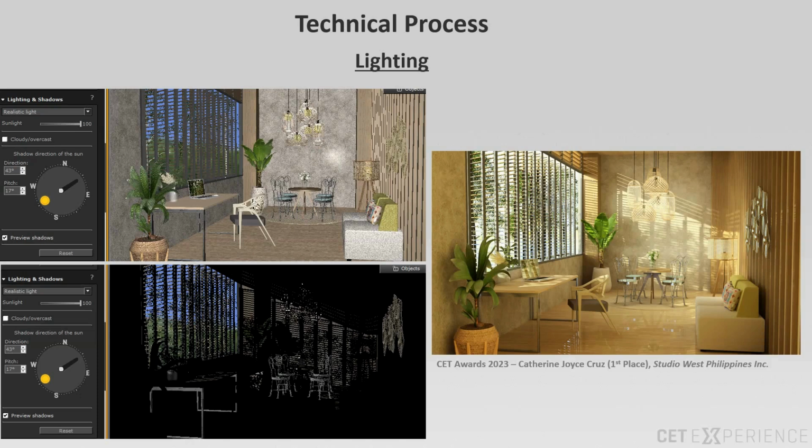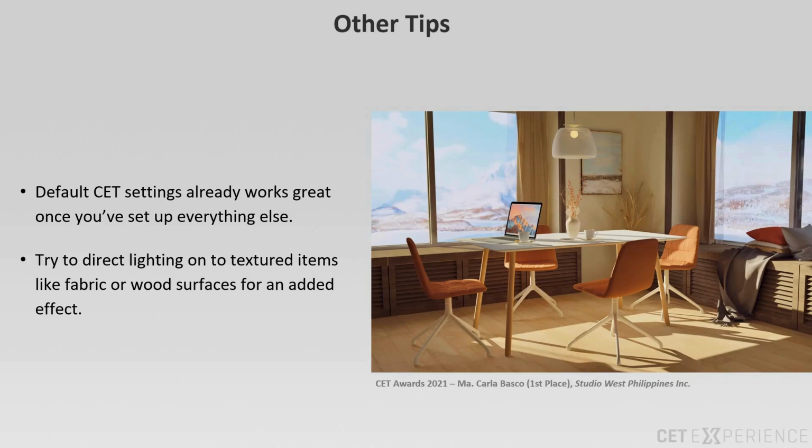So just to recap, omni lights, area lights, window lights, and sunlight are just a few lighting options in CET you can utilize. These are quick options that we've applied to our entries to create quality renderings. There is still a lot to explore and possibly mix to achieve certain renderings and effects. And we have more tips to share.